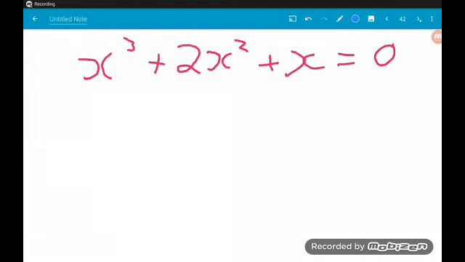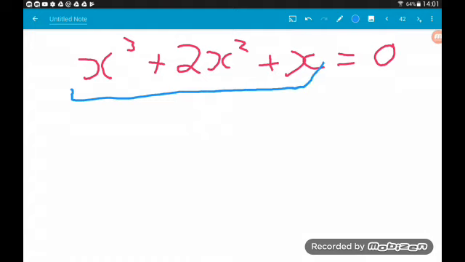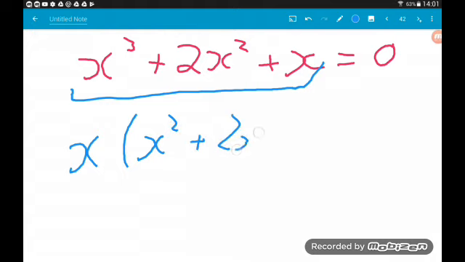Okay, next up we have x cubed plus 2x squared plus x equals 0. So, as ever, let's just worry about the expression first of all. We have a factor of x. Let's take that out. So, if we factor out x, we're going to get x squared plus 2x plus 1.